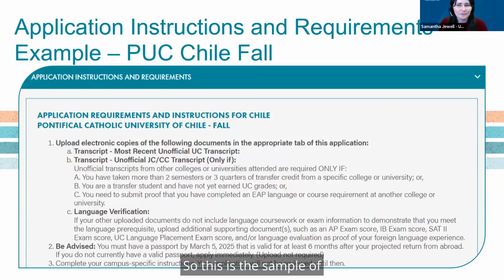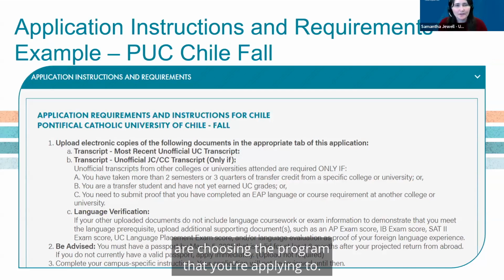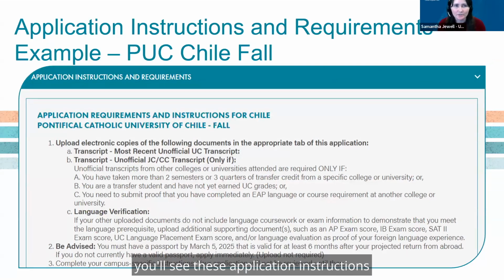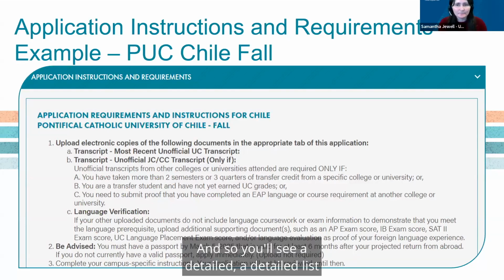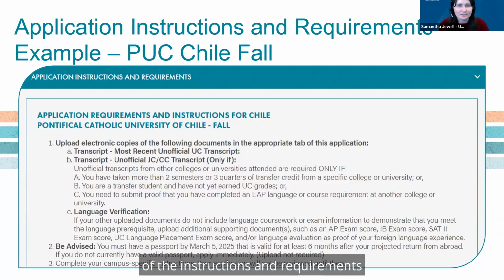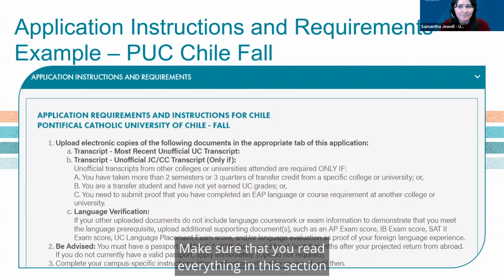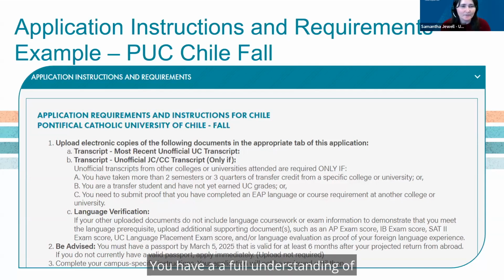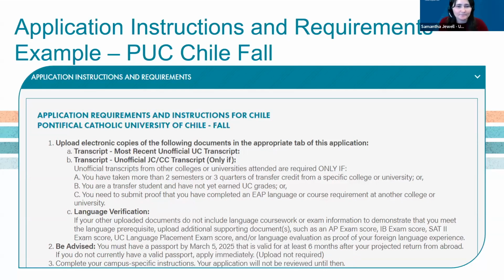So this is a sample of what you'll see in the UCEAP application portal when you're choosing the program that you're applying to. Once you've chosen your program, you'll see these application instructions and requirements on the first tab of your application. And so you'll see a detailed list of the instructions, requirements, and advisories for the program. Make sure that you read everything in this section before moving on to complete the rest of the application. You should have a full understanding of what the requirements are, what you're uploading, and any advisories about your passport, such as this screenshot here that says to be advised for the students going to Chile for the fall.